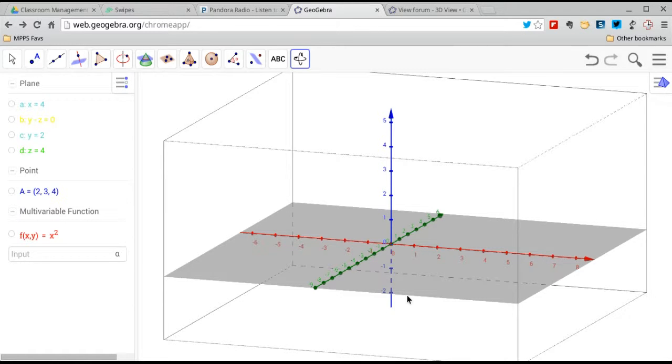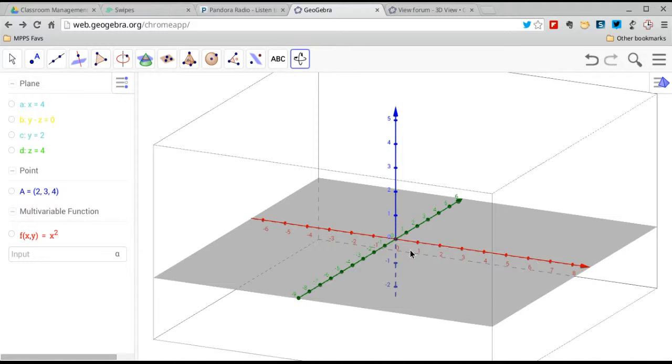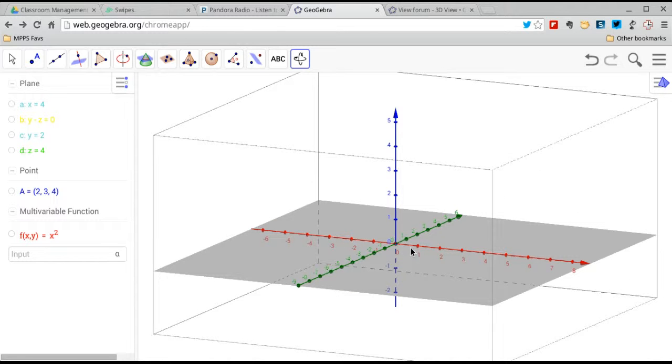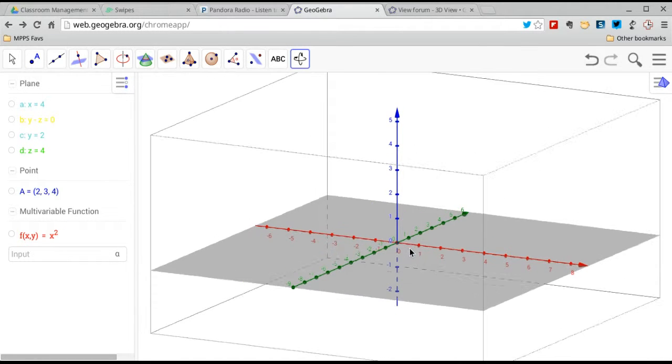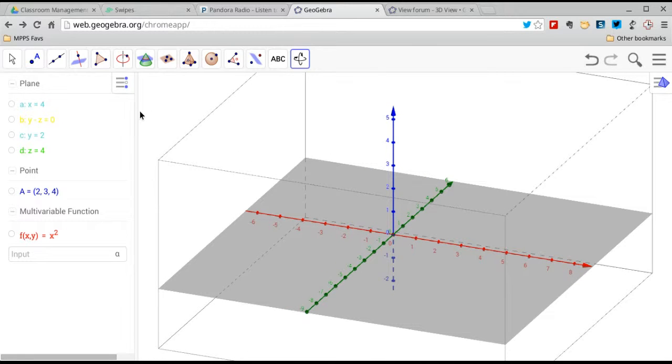Okay, let's take a look at graphing functions in 3 dimensions. So what I've got here is a 3-dimensional grid, and what I want to do is look at just a simple function, a quadratic function in 3 dimensions. I'm also going to turn on a couple planes here to help us remember which axis is which. Here's the plane x equals 4.